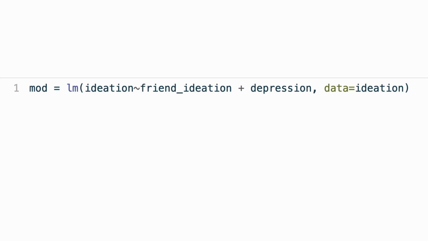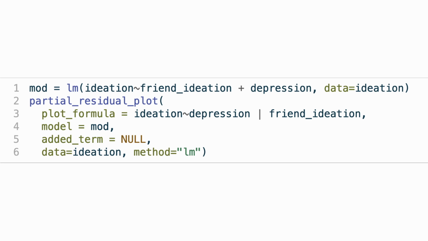Let's go ahead and look at another example. Remember how depression and friend ideation interacted with one another? Let's just pretend we fit a model and didn't realize that. So we've got a model where ideation is equal to a main effect of friend ideation and a main effect of depression. Again, we didn't model the interaction. Now, if we look at a partial residual plot, and you and I know that those two are interacting with one another, and we plot depression on the x-axis and friend ideation in panels, we specify our residuals come from this model, and we say added_term is equal to NULL, because again, we don't want to add anything back to the residuals. We're just trying to look if there's anything that we missed.